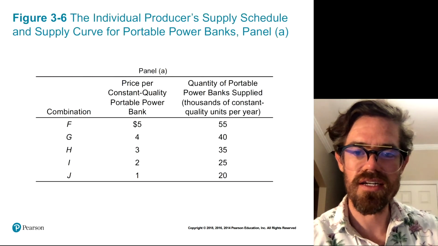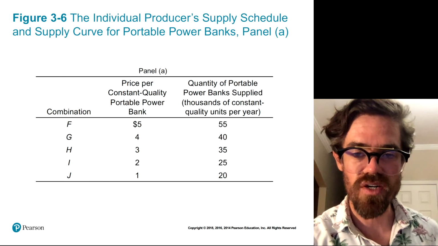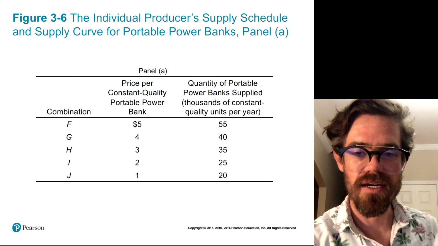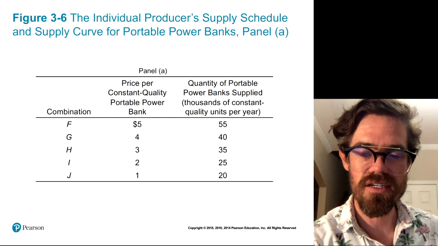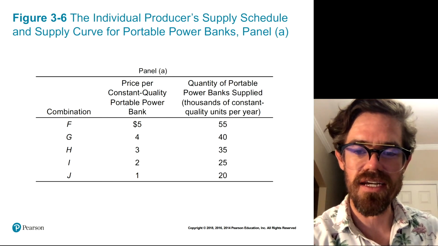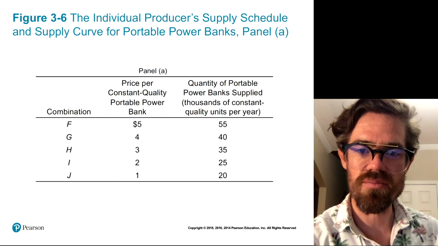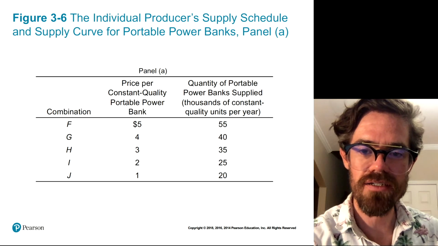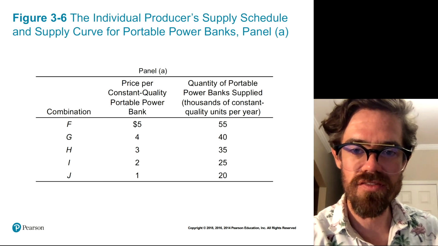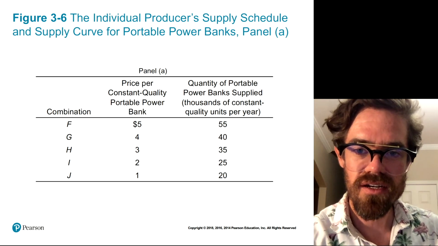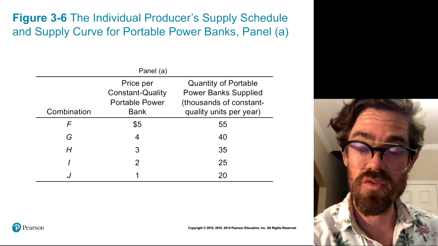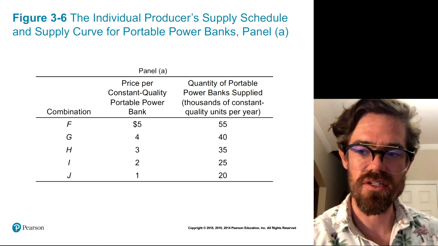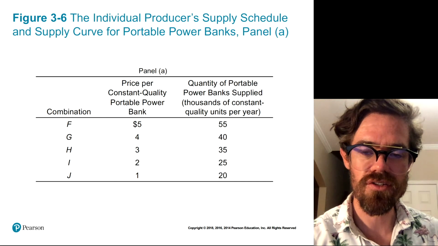So here's an example of a supply schedule, a table. Take a second to look at this and verify that there is indeed a direct or positive relationship between price and quantity supplied. Sure enough, as price goes down, quantity supplied goes down. So they move in the same direction. There's our direct relationship.